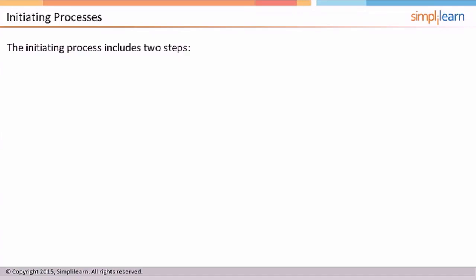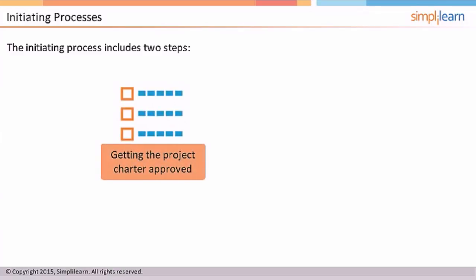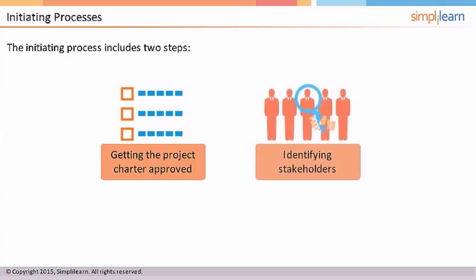While discussing processes, consider it from the perspective of the project manager or as part of the project management team. This implies that you are essentially functioning in the integration management knowledge area. The initiating process includes 2 steps, which include getting the project charter approved and identifying stakeholders. Click each tab to learn more.